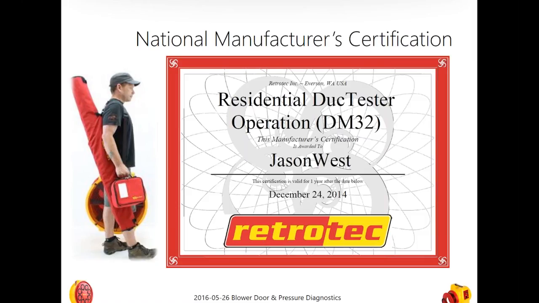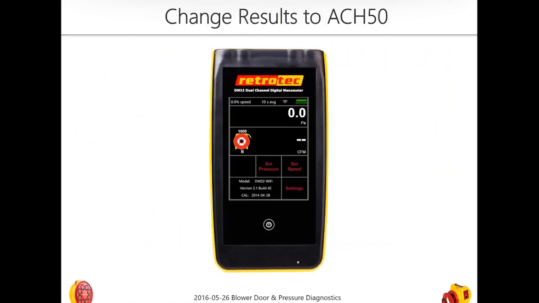So Joe mentioned a lot of talk about ACH 50. For those of you who don't normally test with the DM32 at ACH 50, or who don't use the DM32, I just want to give you an idea of how you would switch. So here's the normal setup that you would have for an ASTM 779. This is the most common test in the United States, I think. It's 50 pascals testing for CFM at 50. So this is how it would normally be set up.